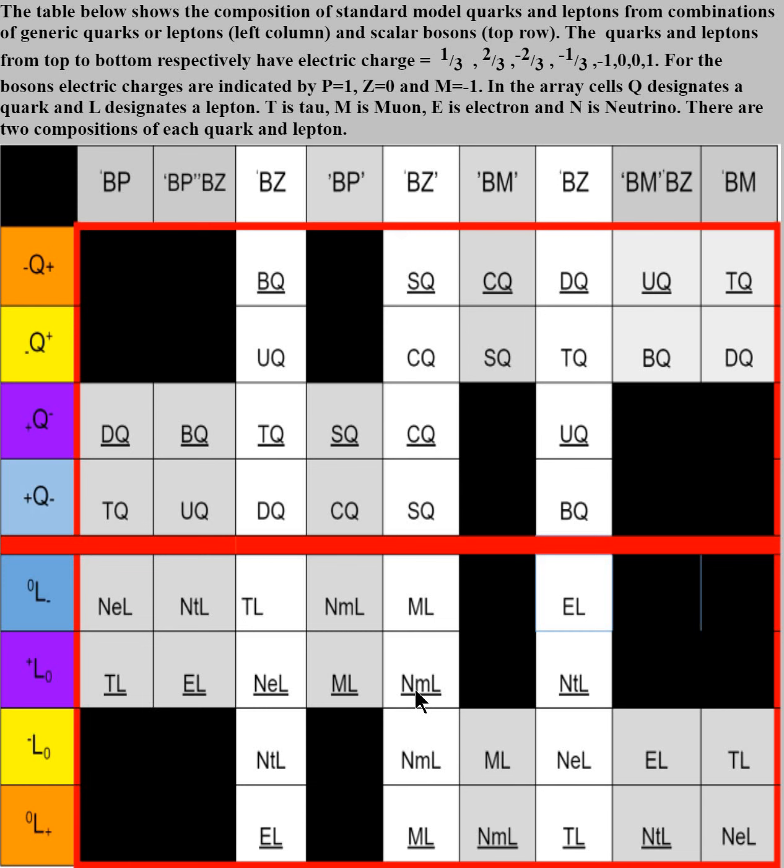So in that way, we have all of the quarks and leptons of the standard model composed with combinations of the generic quarks and the scalar bosons carrying the prime and flavor properties.